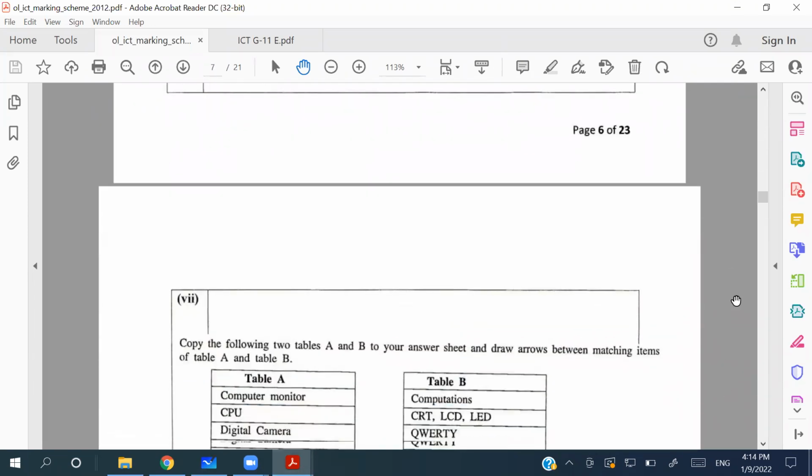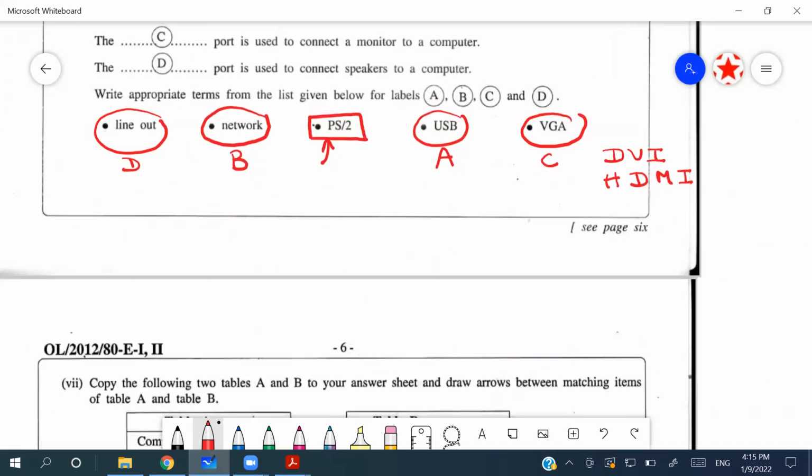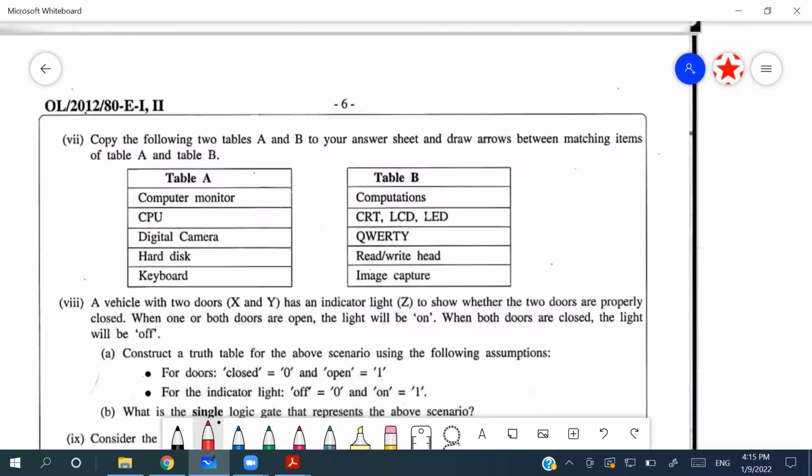And the 7th one, what do we have there? Yeah, in the 7th one, it says copy the following 2 tables A and B to your answer sheet and draw arrows between matching items of table A and table B. Yes, people, first thing, when you are copying these things, please copy it correctly, right? Don't jumble the things here and there, otherwise your effort will be in vain. Okay, so the computer monitor, a much better answer is CRT, LCD, and LED, right? There are 3 types. So it is this.